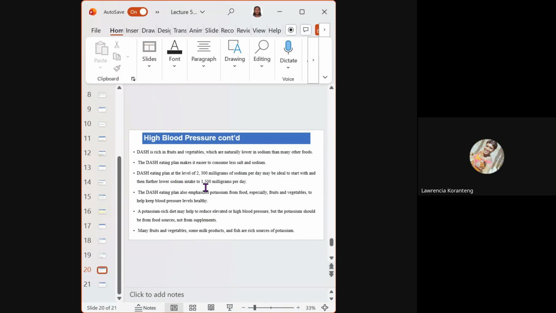Then you further lower it to 1,500 milligram per day. So you can convert the 1,000 milligram to grams and then to teaspoons. Then you know the number of teaspoons of salt that you are supposed to take. You should do this conversion. Then the DASH eating plan also emphasizes cooking.